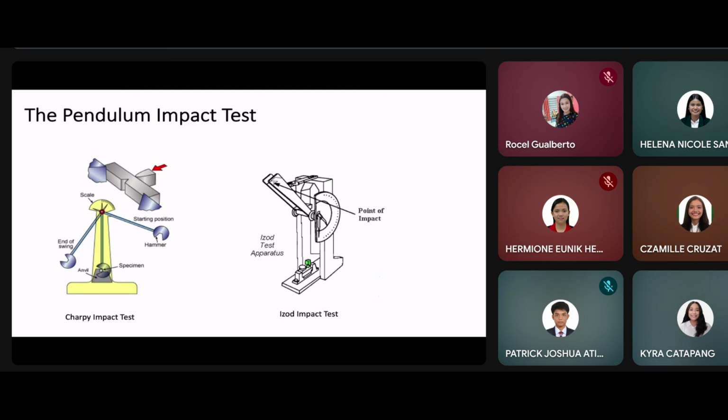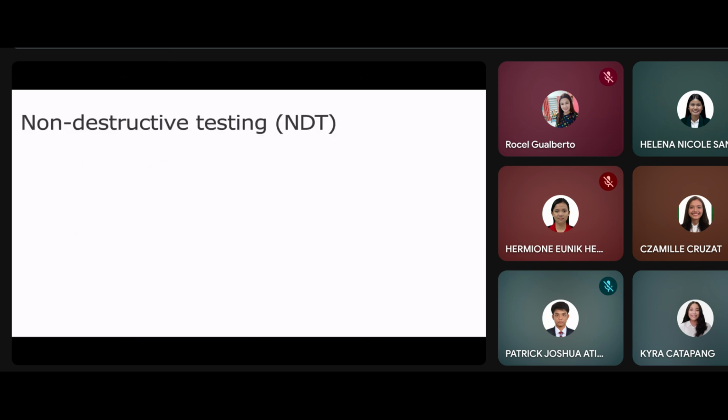In these methods, the pendulum is released and the specimen is broken within a fraction of a second due to the high impact from the swaying pendulum. Hence, the name destructive testing. Now let us discuss non-destructive testing.